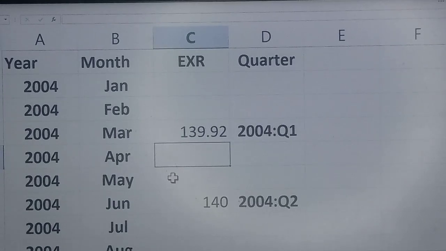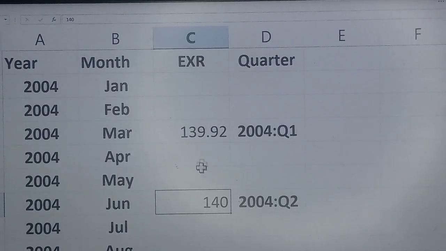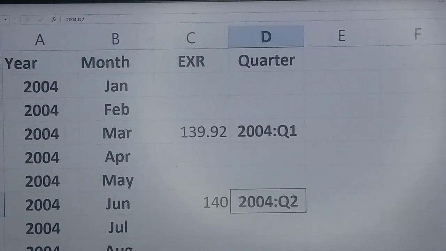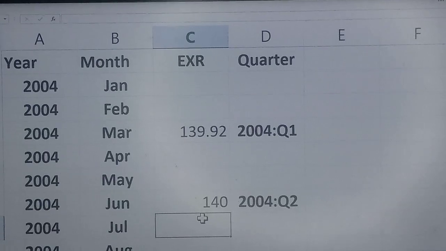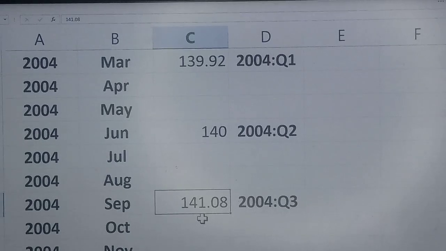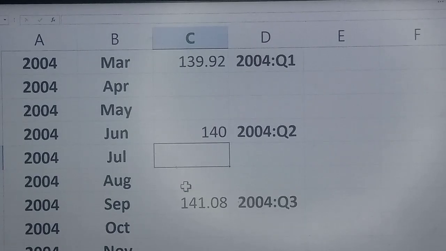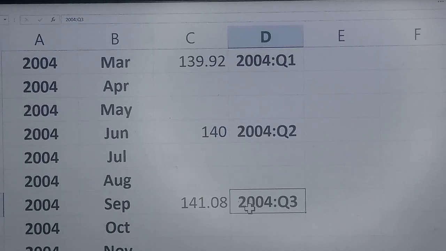There is no data for April, no data for May, until June. So the data for June is assumed to be the summation of data for April, May, and June, resulting in the second quarter of 2004. And this is how it is written. Again, there is no data for July, no data for August, until September. So the September data is assumed to be the summation of data for July, August, and September, resulting in the third quarter of 2004.